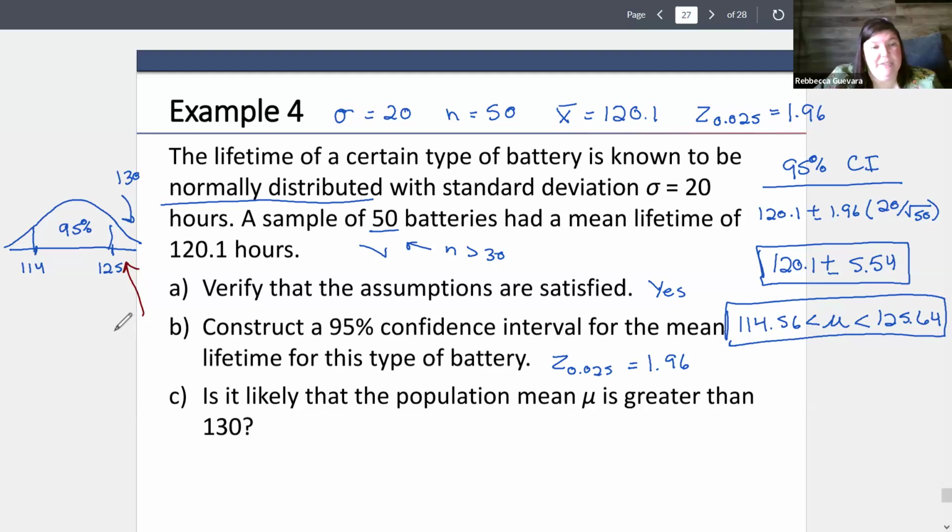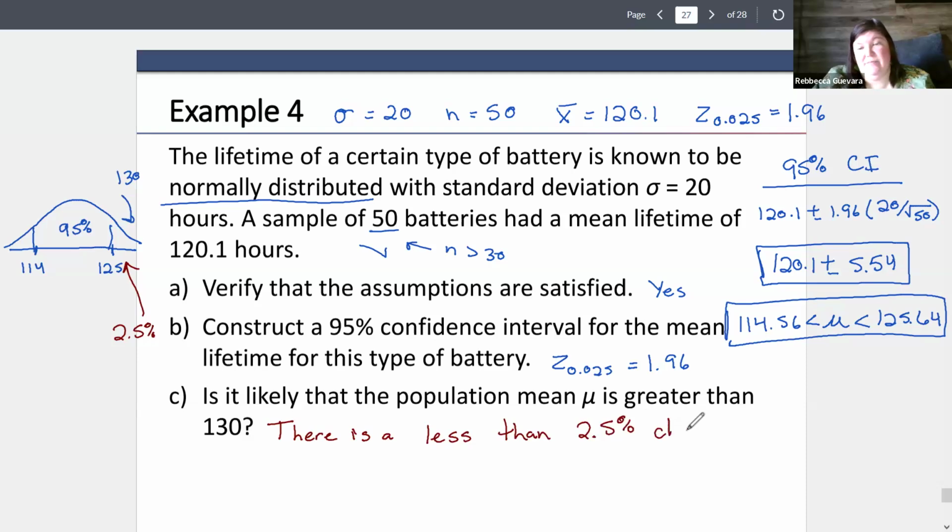So remember, the area in this tail is 2.5%. So there is a less than 2.5% chance that my mean would be greater than 130, because 130 is over here. So this barrier starts at 120, 130 is here. We know that there's going to be less of a chance for it to be greater than 130 than it is to be greater than 125.